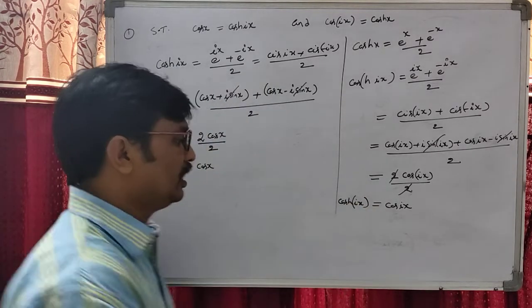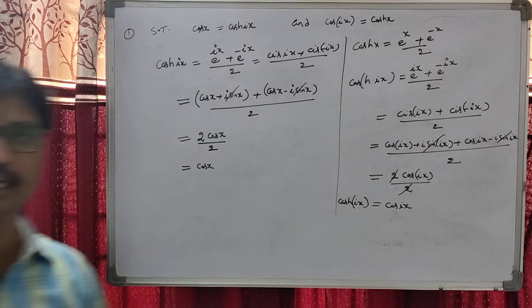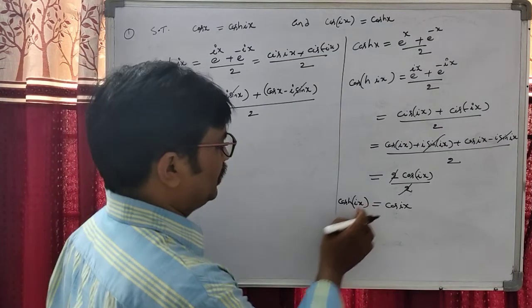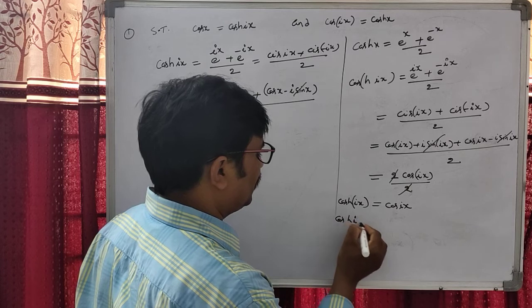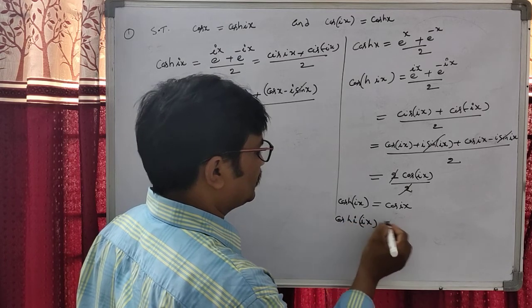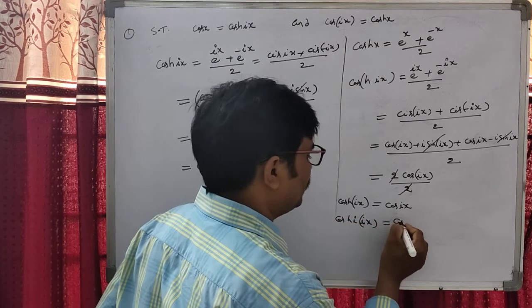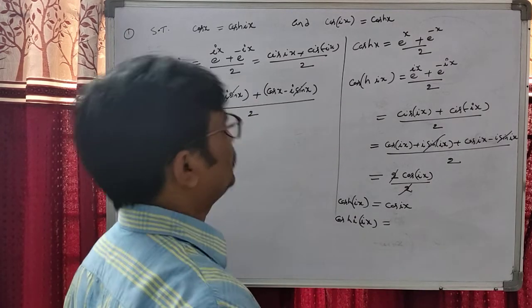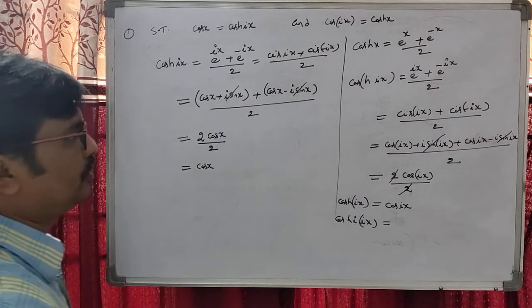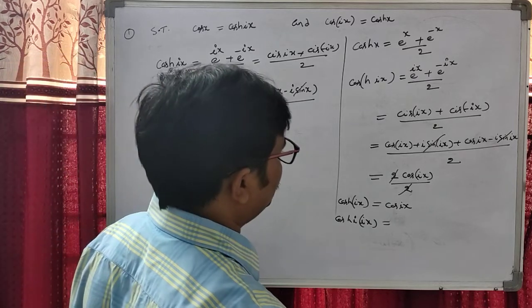Again students, replace x by ix. After that, what we got? Cosh of i into ix. How can you write this? You can simply write it as follows.